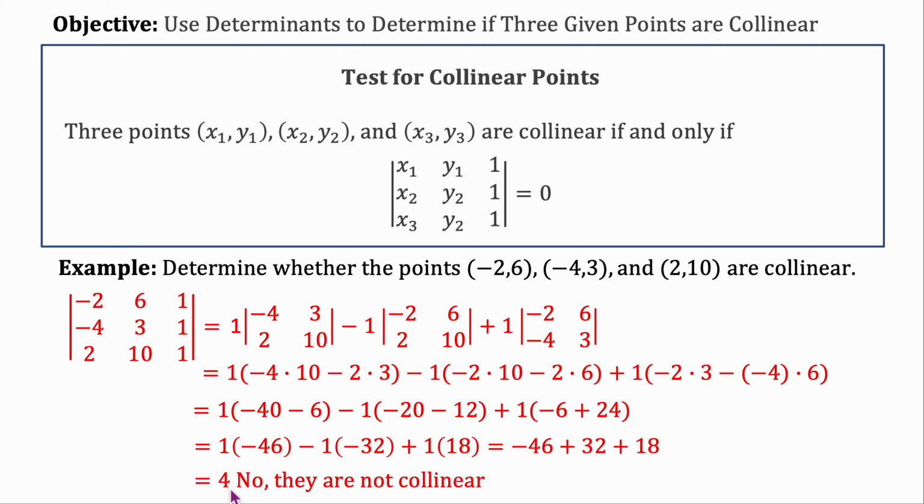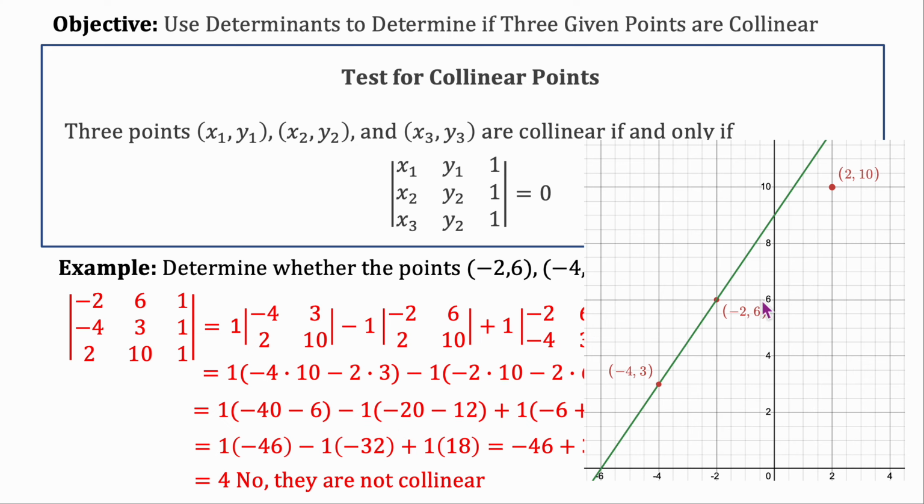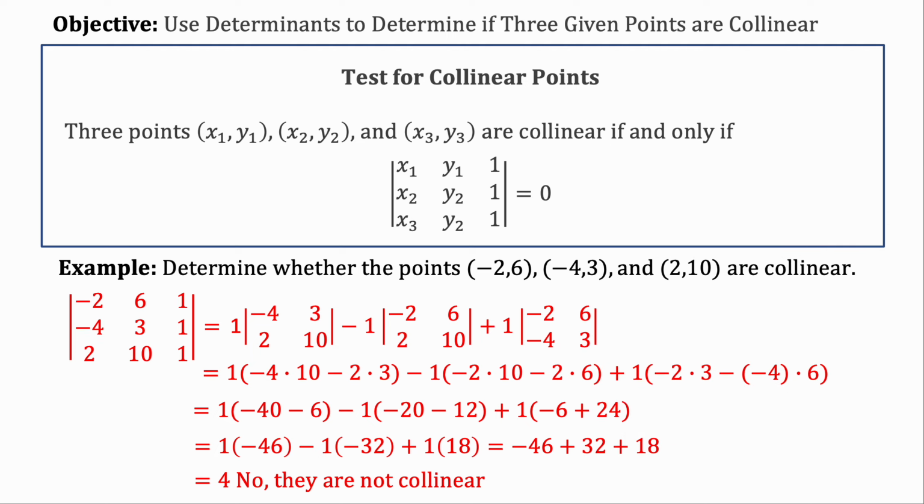We did not get the value of 0 that we were hoping for. They are not collinear. So we can look at a graph. You can see here that you can pick any 2 points, connect them with, well, I've connected the -2, 6 and -4, 3, but this 2, 10 is just not lining up with that. So a graph should tell you, oh, they didn't line up. They're close, but they didn't line up. That's how we check for collinear points using a determinant.